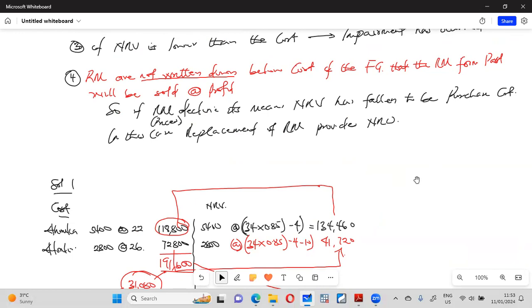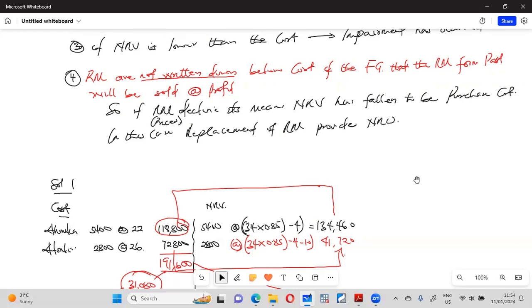Now, so if the raw material declines, then it means that the net realizable value has fallen to be the purchase cost. So you see that what we see there, the one that has fallen will be the purchase. In this case, the replacement of the raw material provides what? The net realizable value. So if you are now going to replace those raw materials, the question told you that they had some raw materials. Now, because they have not used it, the values of the raw materials are falling. We don't have a problem with that. The inventory has fallen. We don't have a problem with that.